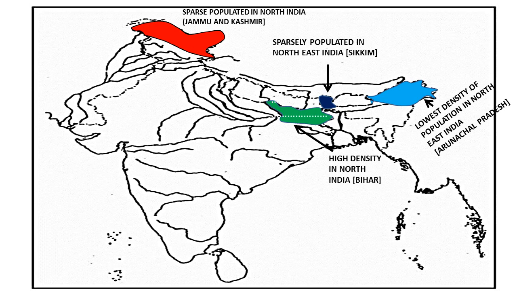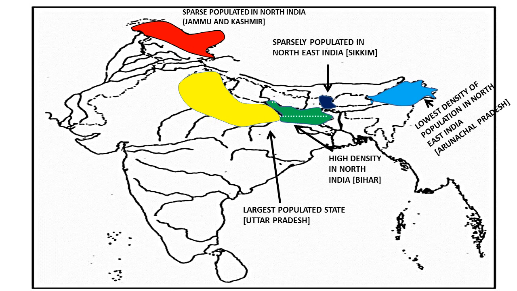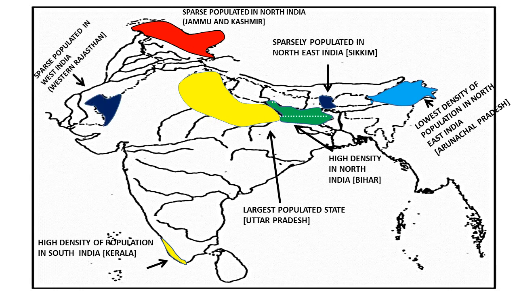Highly dense population in North India, Bihar. The largest populated state is Uttar Pradesh. High density of population in South India, Kerala. And sparsely populated in West India, that is Western Rajasthan, that is Thar Desert.